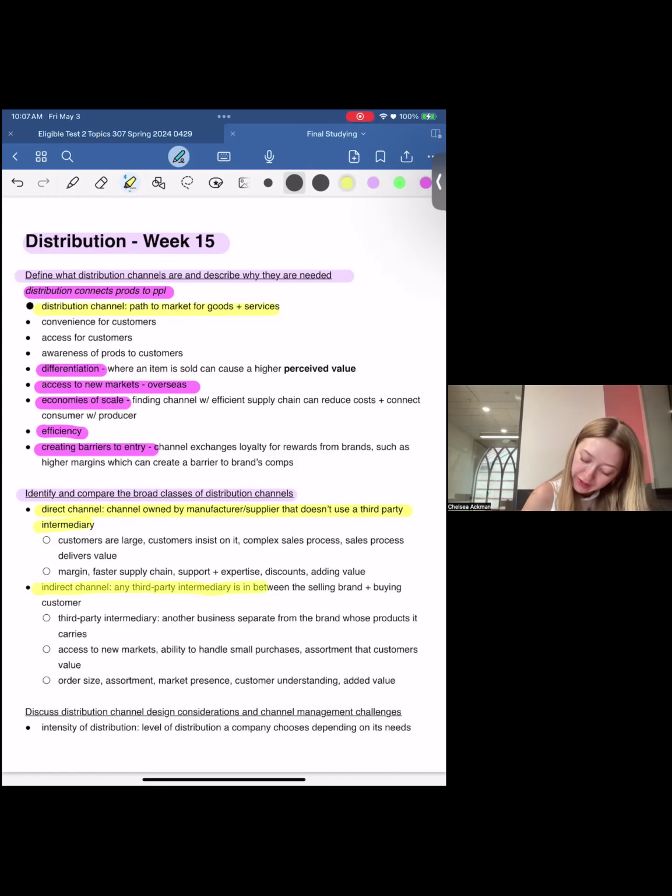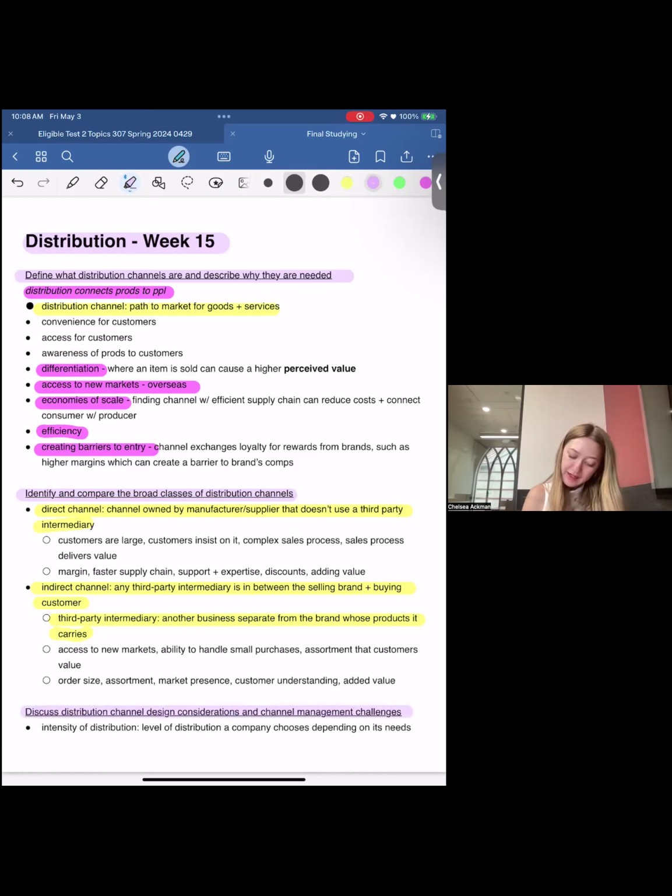Then we have an indirect channel where any third-party intermediary is in between the selling brand and the buying customer. And a third-party intermediary is just any other business separate from the brand whose product it carries. Indirect channels provide access to new markets, the ability to handle small purchases, and an assortment that customers will value. This is usually focused on order size, assortment, market presence, customer understanding, and added value.